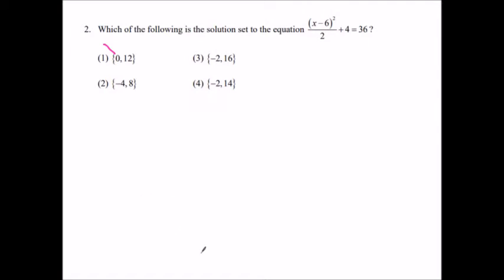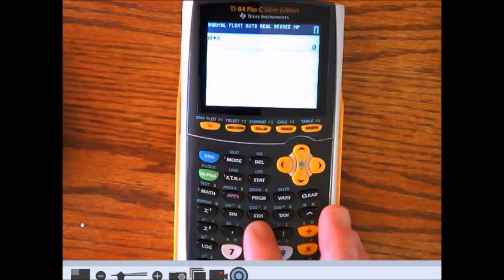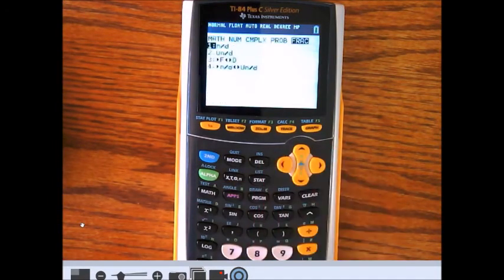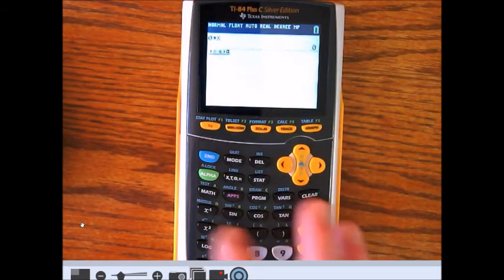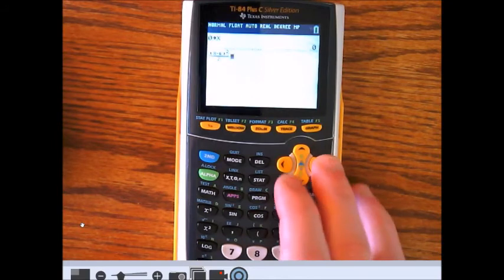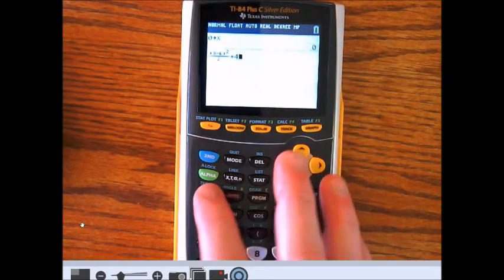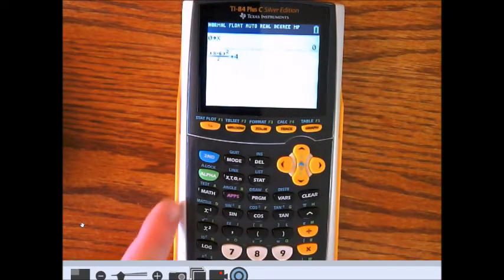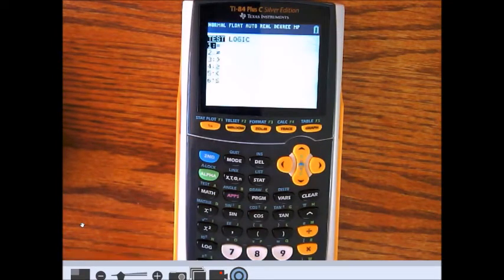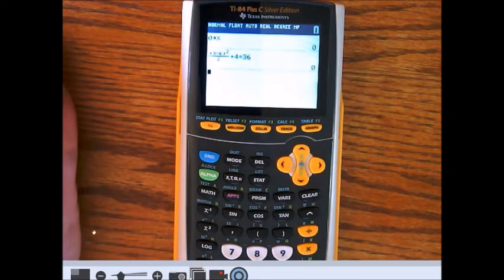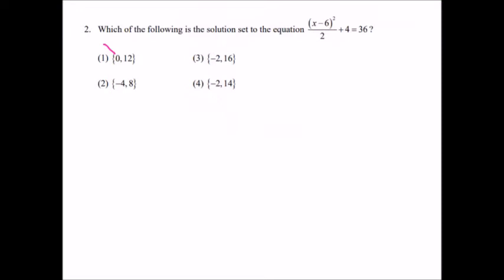So x minus 6 squared divided by 2 plus 4. And then I'm going to test. So test is second math. Is that equal to 36? So I get a 0, which means that that doesn't work. So we know it's not choice number 1. So we don't even have to do 12.